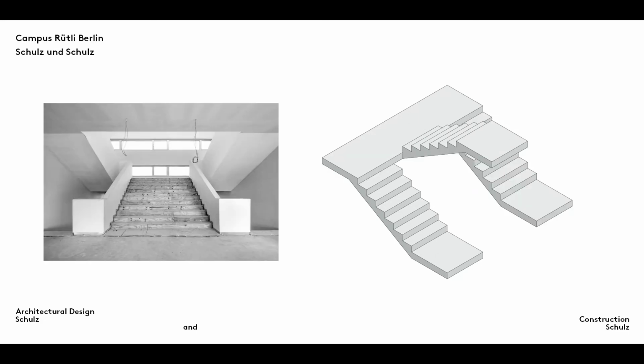These are the half-turn triple-flight stairs with single intermediate landing that we built in our extension to the Rütli School in Berlin. It's often simply referred to as a Bauhaus stairway because it first came to public attention when it was used by Walter Gropius in his Bauhaus building in Dessau.